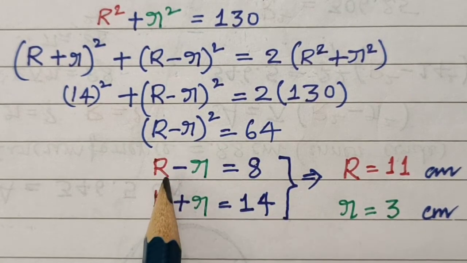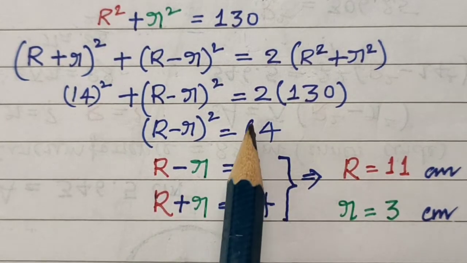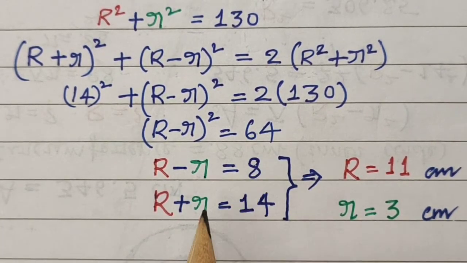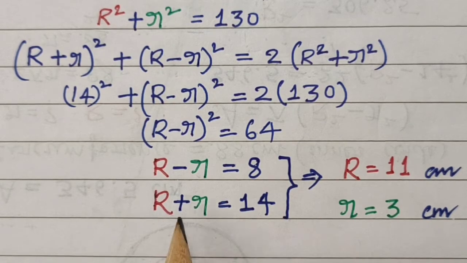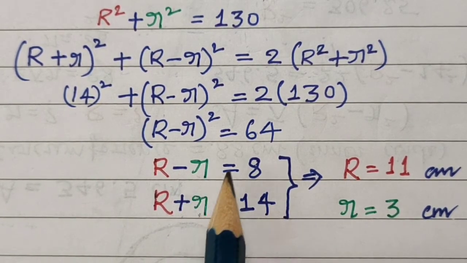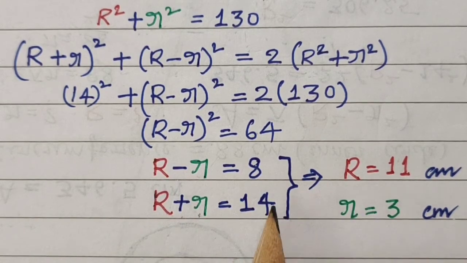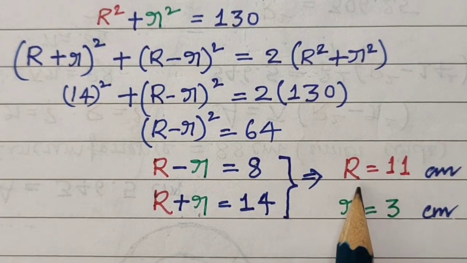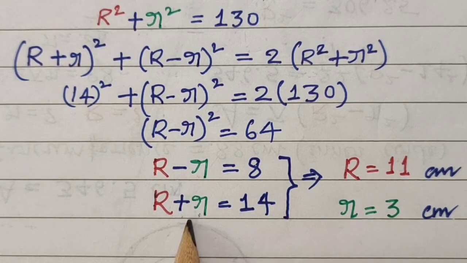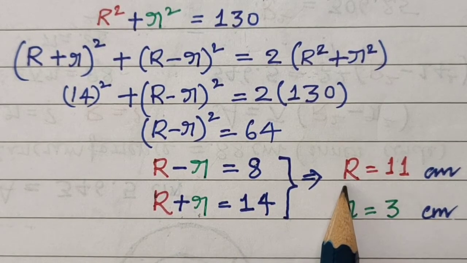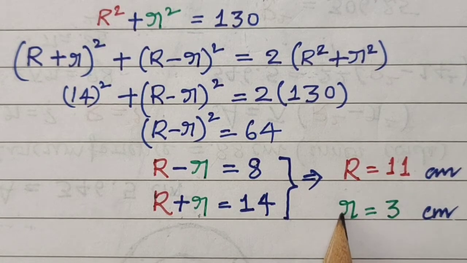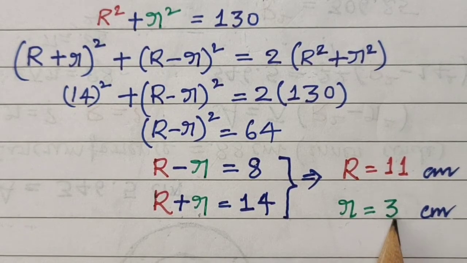Therefore R minus r is equal to square root of 64, that is 8. Then we already know that R plus r is equal to 14. So when you add these, 2R is equal to 22. Therefore R is equal to 11. When you substitute that 11 here, we get r is equal to 3. The radius of the bigger circle is 11 centimeters. The radius of the smaller circle is 3 centimeters.